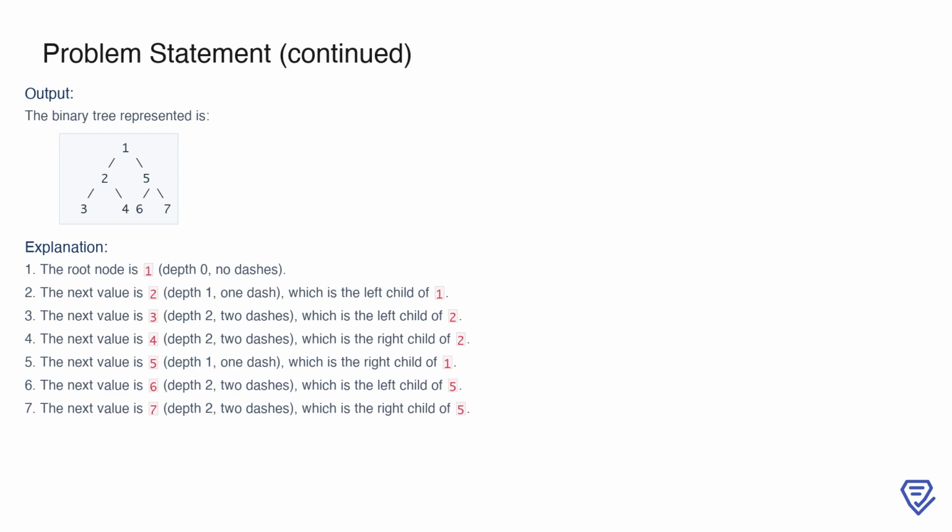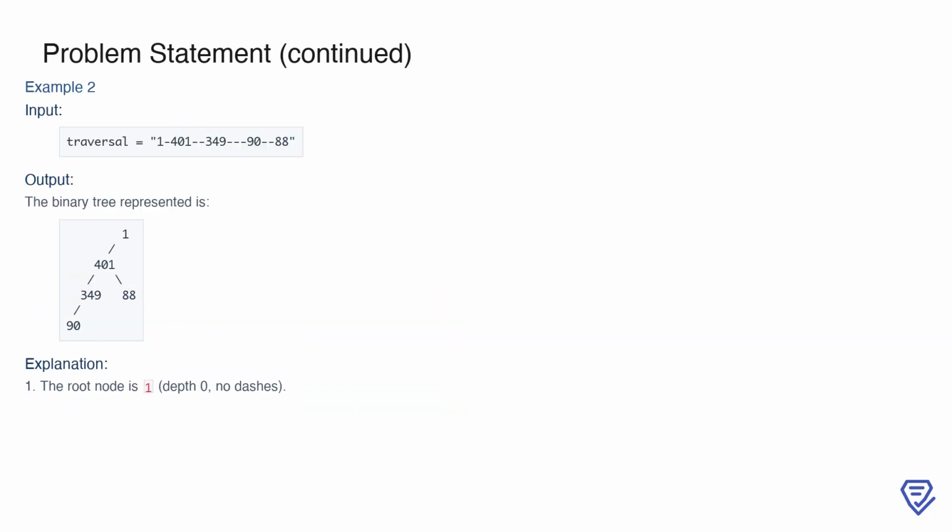For example, the root node, 1, has no dashes before it, so it is at depth 0. The next value, 2, has 1 dash, placing it at depth 1 as the left child of the root. Continuing in this way, we construct the entire tree, ensuring that nodes at the same depth are placed appropriately as siblings.